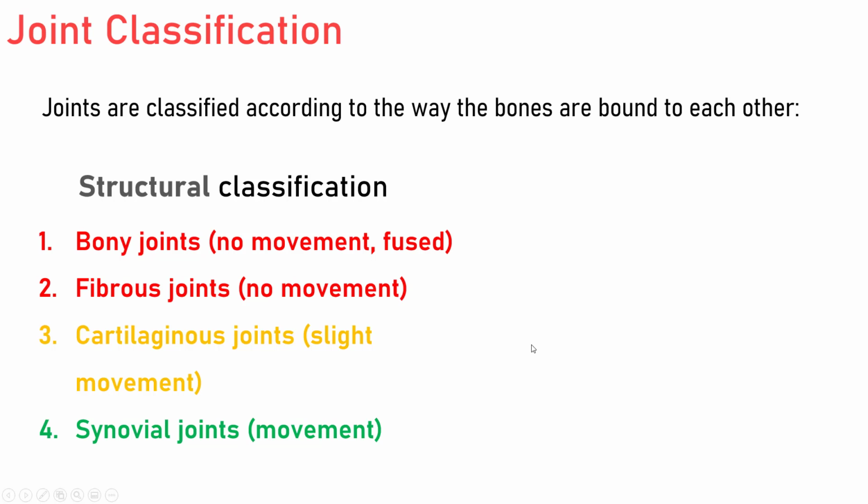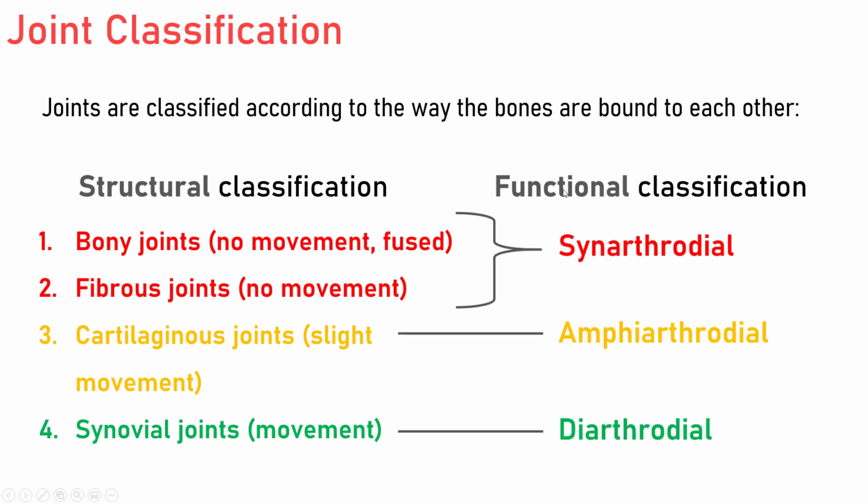So you have 2 classification systems actually. You have a structural classification and you have a functional classification. And so the functional classification, there's only 3, and you have the synarthrodial, so no movement, amphi or semi-arthrodial, so slight movement, and then diarthrodial, which is full movement.